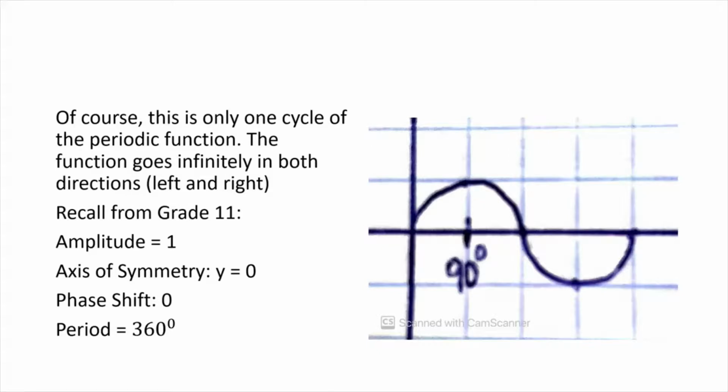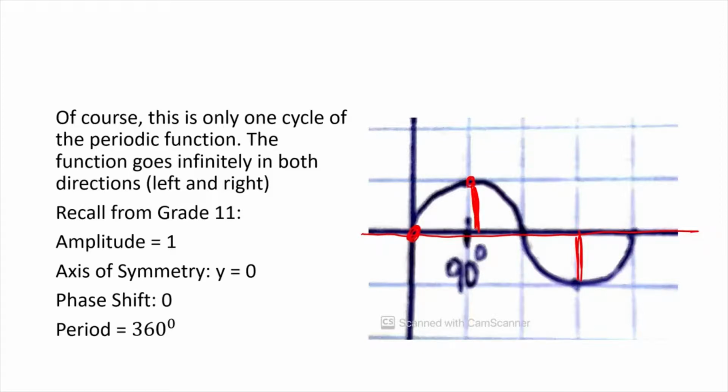Recall from grade 11 that the amplitude is 1. Amplitude is a measure of the height from the axis of symmetry to the highest point. So that's 1. Or you could say from the axis of symmetry to the lowest point. That's 1 as well. The axis of symmetry is the straight line that the function is going equally above and below. The phase shift is 0 because that indicates how far from the origin we moved. Well, the parent function starts at the origin, so the phase shift is 0.